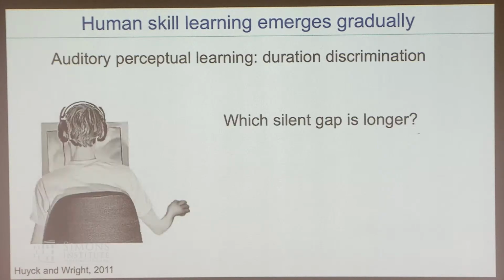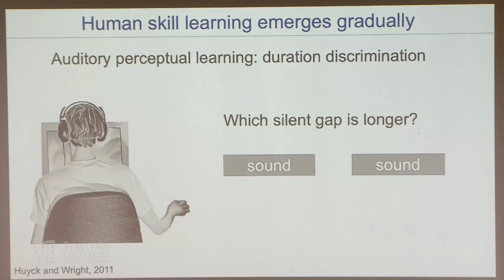And so one really cool example of this is an experiment from Bev Wright's laboratory in which they brought in adults, college-age students, and they brought in young kids, 11 or 14-year-olds, and they just asked them to practice on a very, very simple auditory task. And the auditory task was, which silent gap is longer? So first one, you could clearly hear the second one was longer.